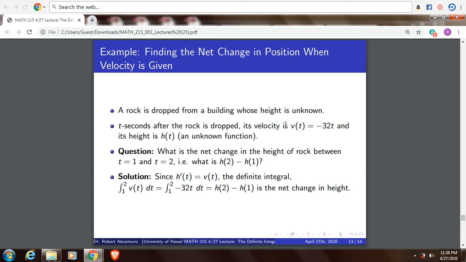Since h prime of t is v(t), the definite integral from 1 to 2 of v(t) dt is equal to the definite integral from 1 to 2 of negative 32t dt, which is h(2) minus h(1). That's the net change in height. So notice, even though h(t) is an unknown function, we don't know how high this building is, we do know whatever it is, its derivative is going to be the velocity function. So we know in particular that this definite integral is going to be equal to the net change in height.